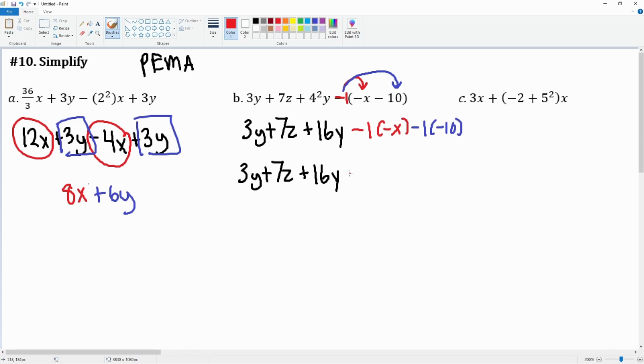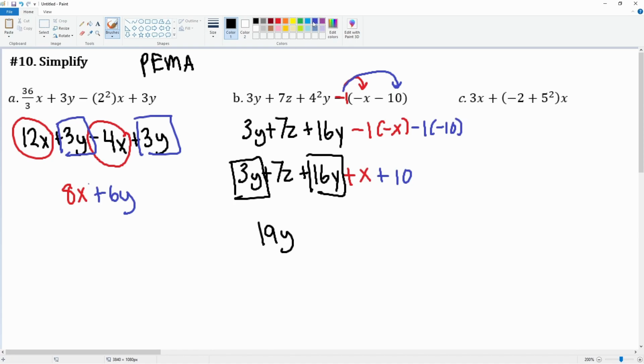Negative 1 times negative x gets you positive x, right? A negative times a negative becomes a positive. Negative 1 times negative 10, that gets you a positive 10. Let's see if we can combine some like terms here. We have the y's here, the y's here, and that's it. 3y's and 16y become 19y.